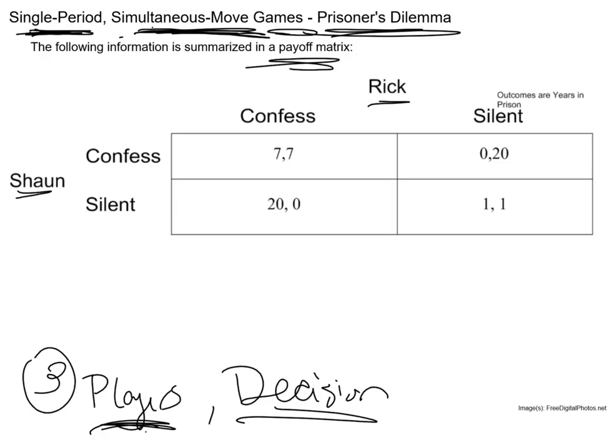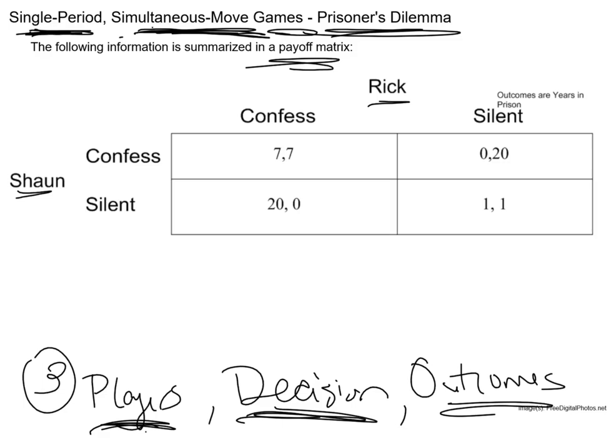You could think about that classic game, what's it called? Rock, paper, scissors, right? That's not a dichotomous decision. You've got three decisions to make there, but we're just going to focus on a simple little symmetric dichotomous set of decisions for these two players. Players, decisions, and then outcomes, right? So we've got to know what the outcomes of the decision are.